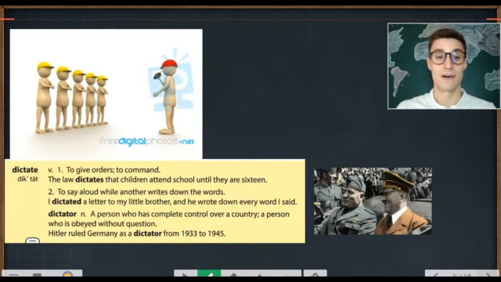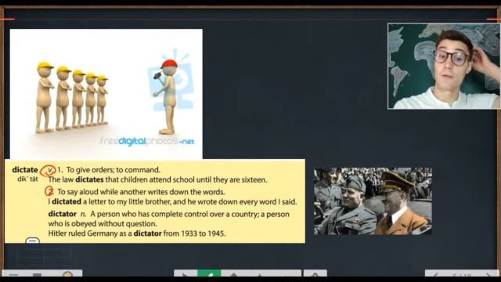The next word is dictate. Dictate. Now, to dictate has a verb meaning. To dictate is to give orders, to command. The law dictates that children attend school until they are 16. Dictate. To command, to give orders.